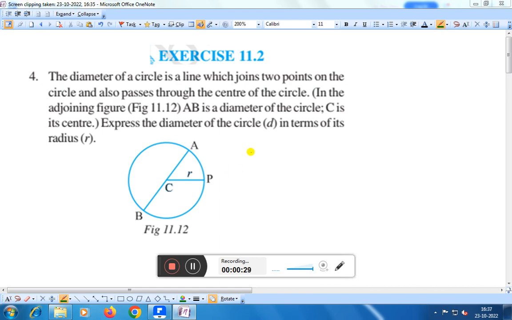Here you see that AC line, we see that AC is equal to BC plus CA. Now here you see that C is the center of the circle, right?